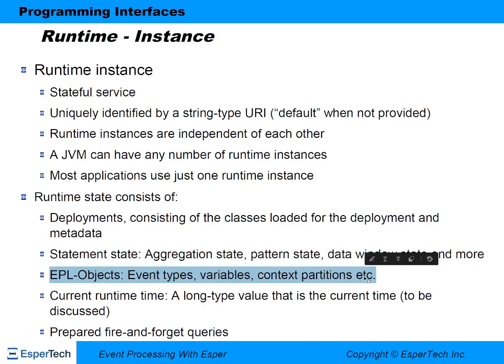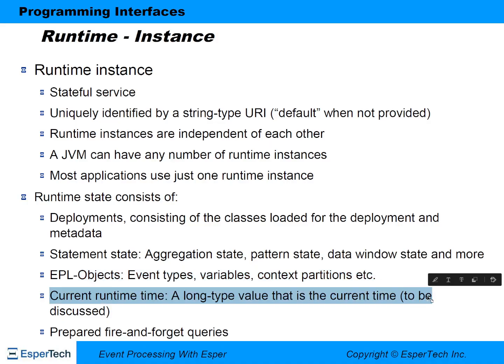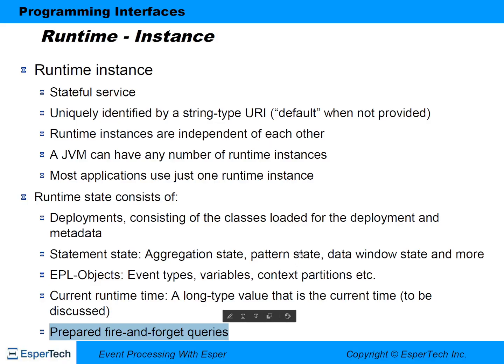The runtime maintains EPL objects. It keeps the event types, variables, context partitions, and more. The runtime maintains the current runtime time. The current runtime time is a long type value that is the current time, to be discussed. The runtime also maintains the prepared fire and forget queries.